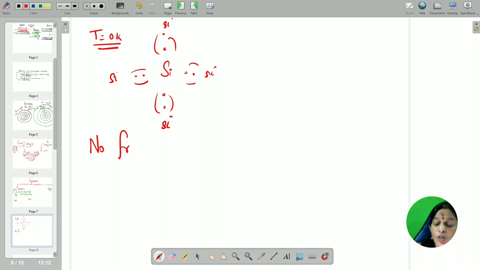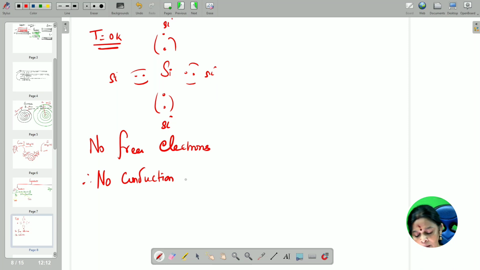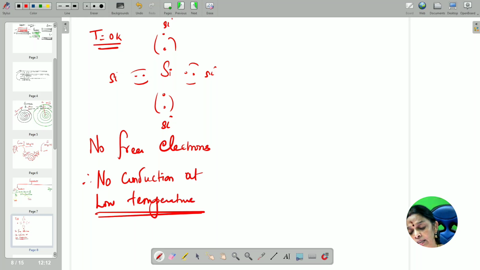When can you say conduction is possible? Only if there is any free electron, since the energy to remove it is very easy. But here there are no free electrons. Since no free electron, therefore no conduction. No conduction at low temperature. So, there is no possibility for conduction in a semiconductor at low temperatures. Whereas, what about T greater than 0 Kelvin, that is high temperature, which is nothing but room temperature?